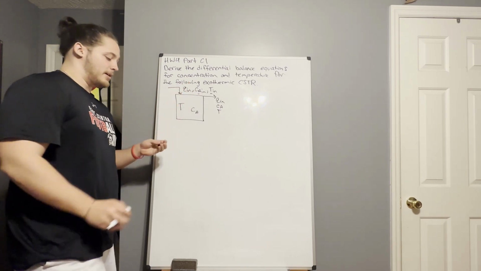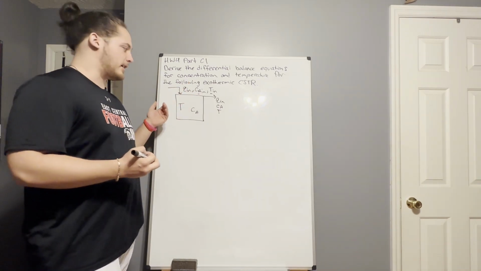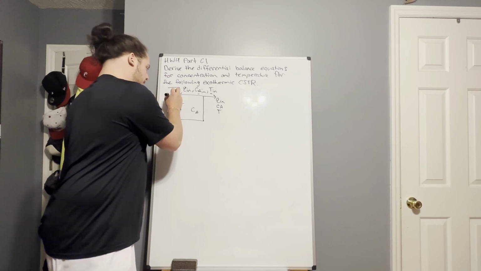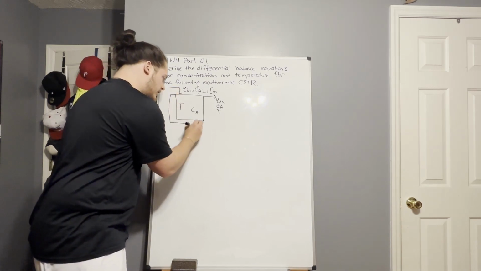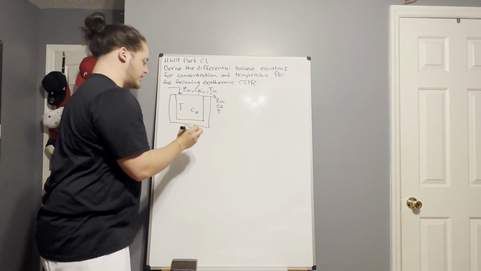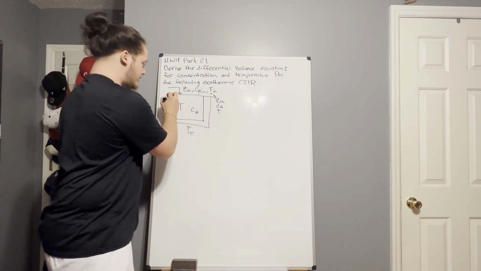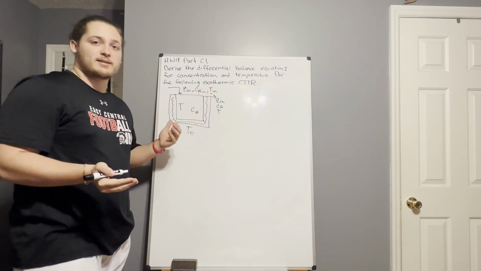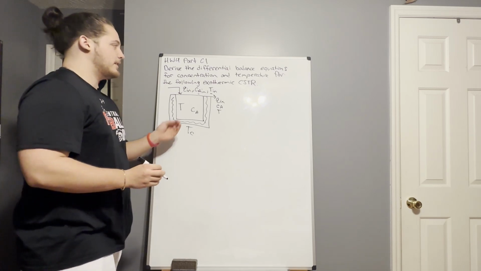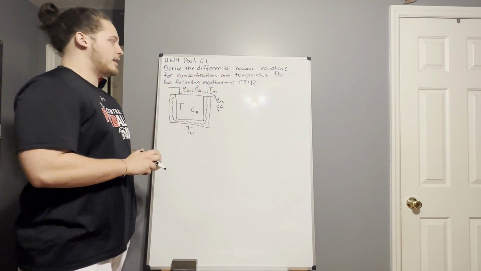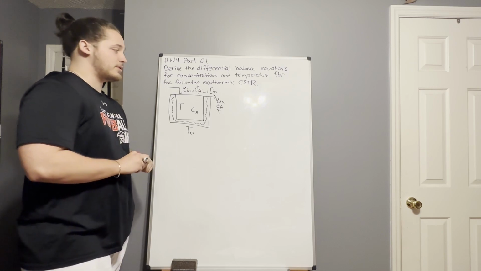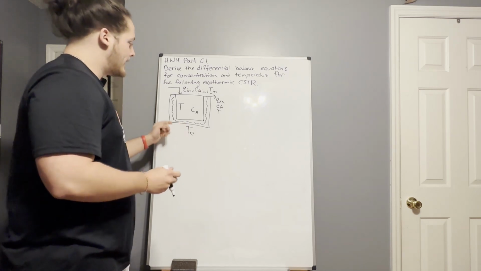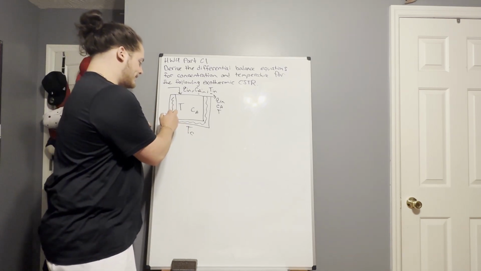So for our tank reactor here, I'm going to draw some sort of temperature jacket just so that we know that there could possibly be some change in temperature, since we are looking to derive the differential balance equations for the temperature. So we went ahead and did that.